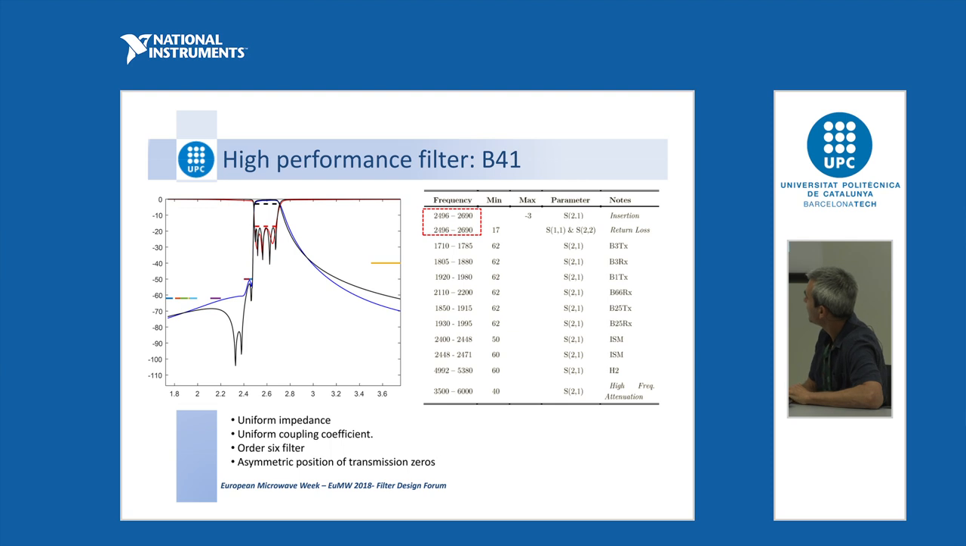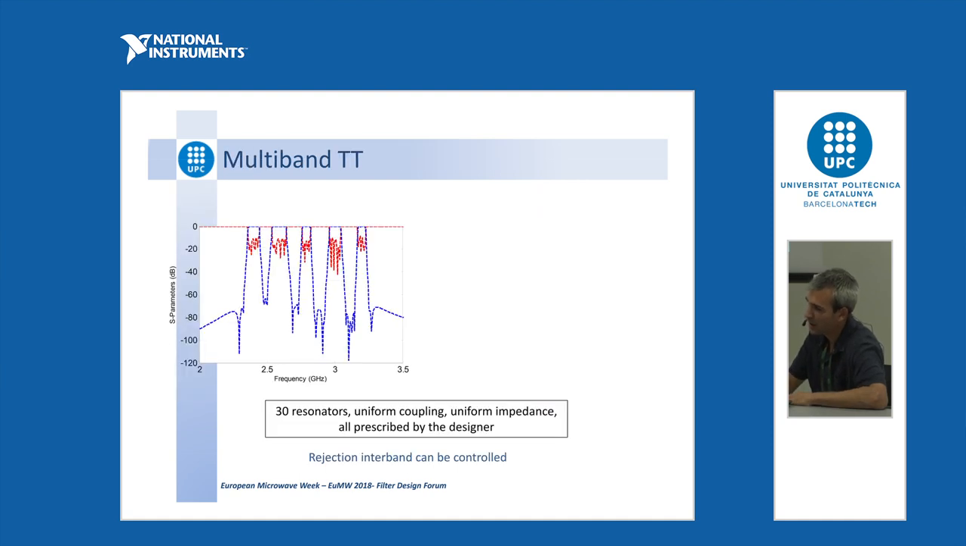More examples are shown here. This corresponds to an actual filter specification, a B41 response, which is also 200 megahertz, also achieved with only a sixth order filter. This helps a lot with the insertion losses. And in the last example, after just seeing a multi-band response, we can connect 30 resonators of any cross coupling and obtain these nice responses where we can control the inner band rejection.